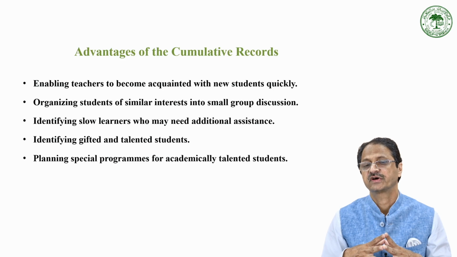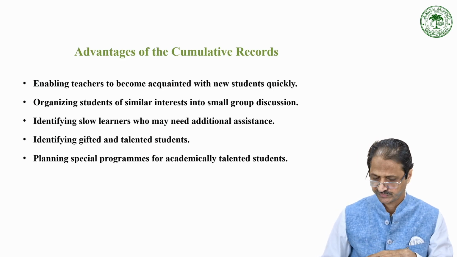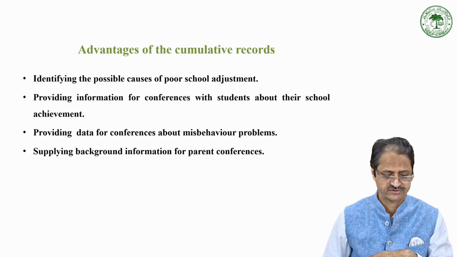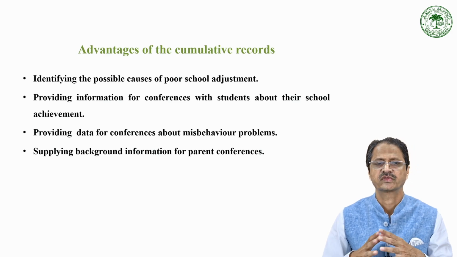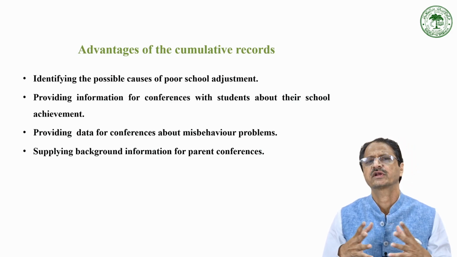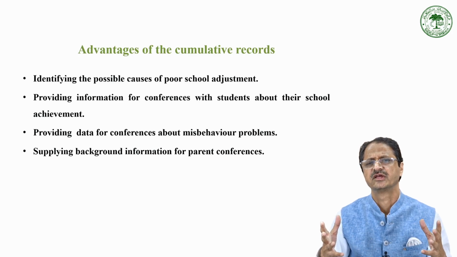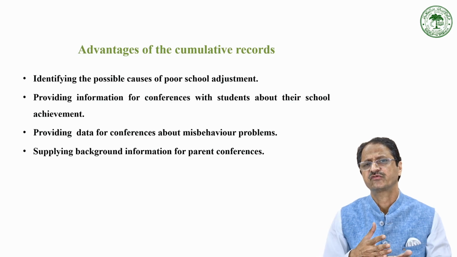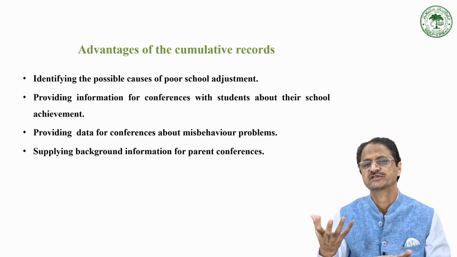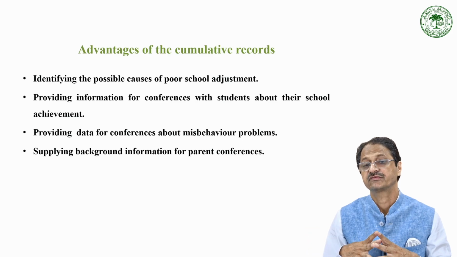Planning a special program for academically talented students. You can prepare special programs in order to solve their problem. Identifying the possible cause of the poor school adjustment. There are certain students who may demonstrate poor adjustment in the school, and on the basis of information we can find what are the probable causes of the poor adjustment, what are the issues, and why the child is not demonstrating the social skills. Providing information for conferences with the students about their school achievement.